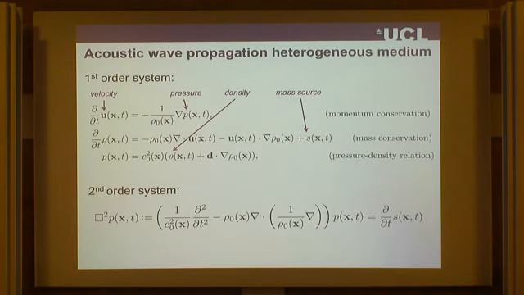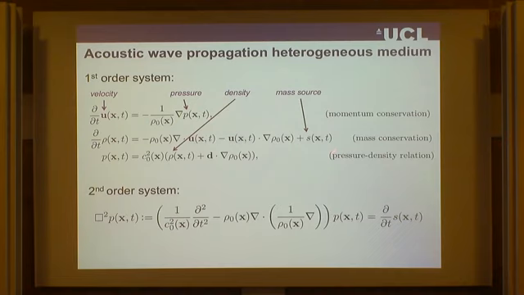Okay, so I probably don't need to really explain this. The acoustic wave propagation in a heterogeneous medium is basically described by the linearized Navier-Stokes equations. This is the first order system form of it. So it has more variables than when you put it back together into a second order system, of course. You have the acoustic velocity, the pressure, the density, and a mass source. This is something that we need in modeling our forward and backward operators.